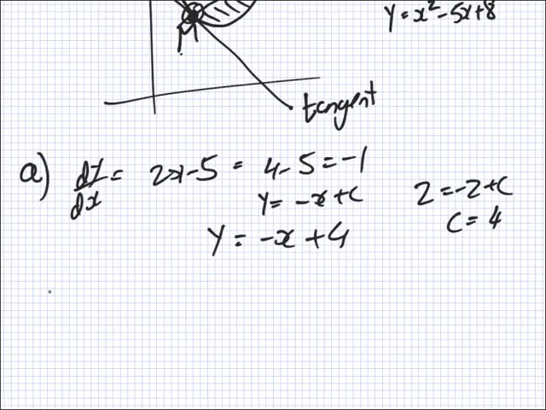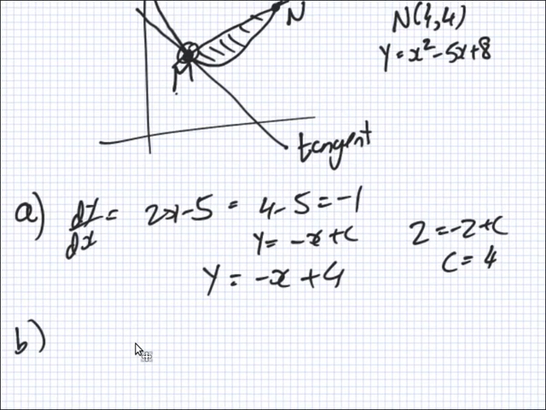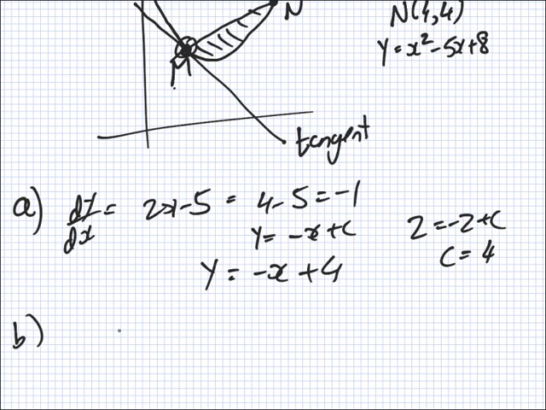Right, part B. The tangent meets the x-axis at point X. So your point X. 4.